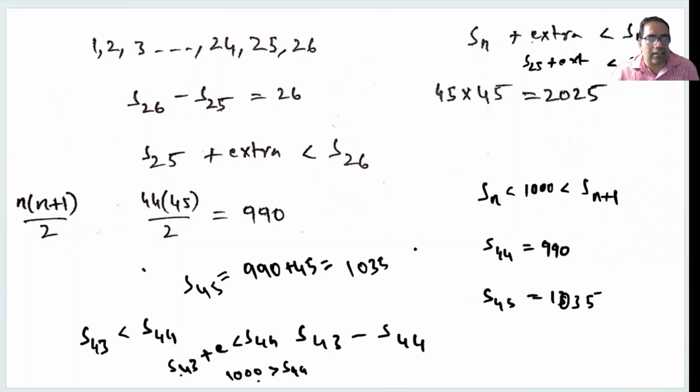Right, guys? So this boy has added 44 numbers, and in reality he would have got 990 added correctly. Now that he has got 1000, that means he has added 10 extra. Let's say instead of 1000, it is 1010. That means he has added 20 extra. Right, guys? Thank you.